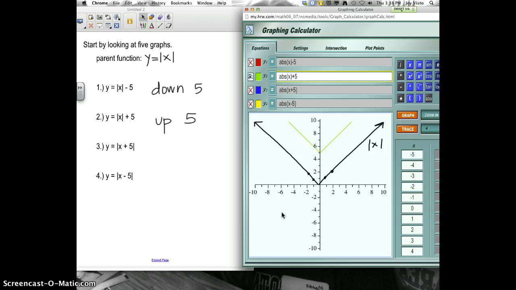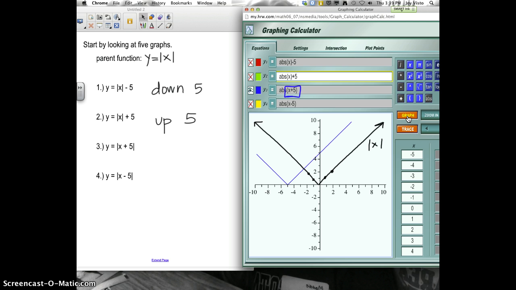We haven't changed the input, we're just changing the function as a whole. Okay? Now let's look what happens when we move that 5 into the absolute value equation. So now I'm going to graph the absolute value of x plus 5. Notice my x plus 5 is in these parentheses. Okay, same thing down below. It's in the parentheses. Graph this one.